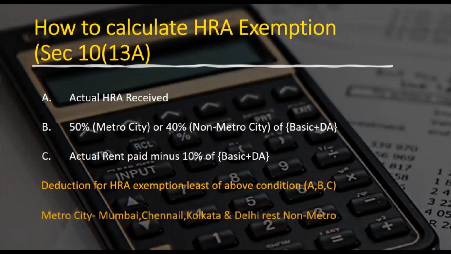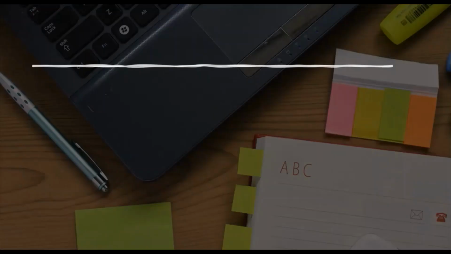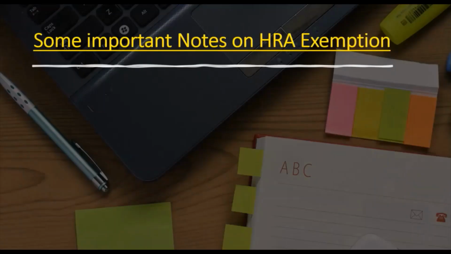Now, Mumbai, Chennai, Kolkata and Delhi are to be considered as metro cities. The rest are non-metro cities. Now there are some important notes about HRA exemption which we must know. Let us see here, and after that we will learn how to calculate HRA exemption in MS Excel.